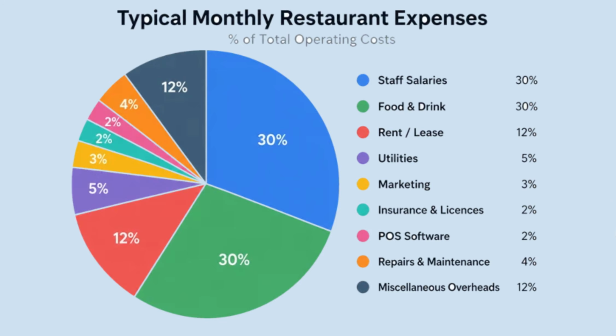So this is what we could see in a typical monthly expense for a restaurant. This does not include any potential profit because we're just looking at operating costs. So we see the biggest chunks immediately going to staff and then food and drink. Those are both at 30% for this restaurant. Rent and miscellaneous overhead costs are at 12%, and then utilities, repairs and maintenance, marketing, insurance, licenses, and that POS software. It is a lifesaver, and we do have to pay for it, unfortunately. But these are all of the costs that the food is paying for.